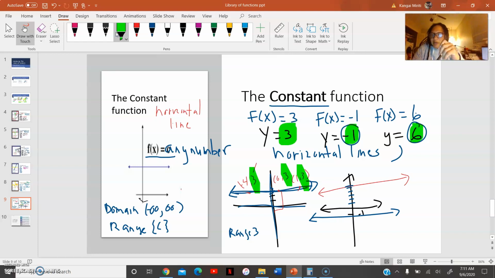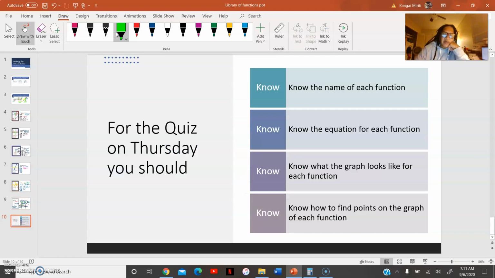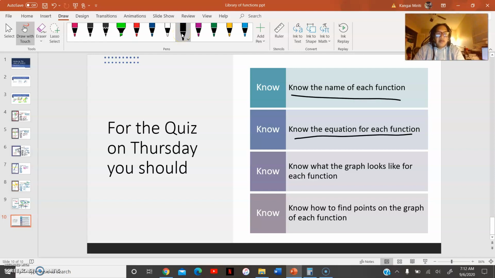Okay, that's the library of functions. So now, in summary, for the quiz on Thursday, you should know the names of each of these functions. You should know the equation for each function. You should know what each graph looks like. And you should know how to find points on the graph.